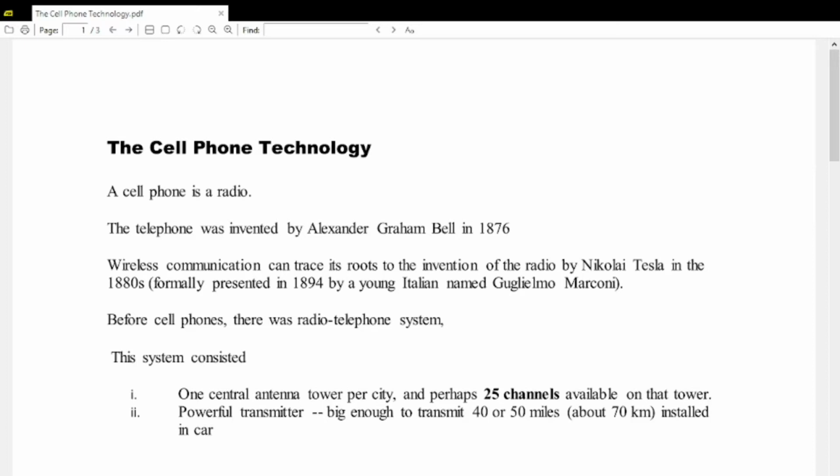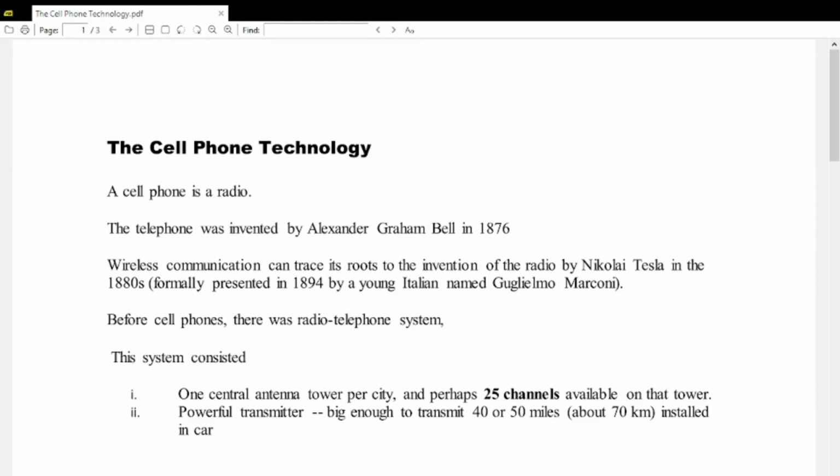Now, the radio telephone system consisted of two main things. The things were the central antenna, which was installed somewhere within a city and had around 25 channels which were used for communication. Then there was the powerful transmitter, which was able to communicate within a span of 70 kilometers away from the central antenna. So that was a radio telephone system for you.